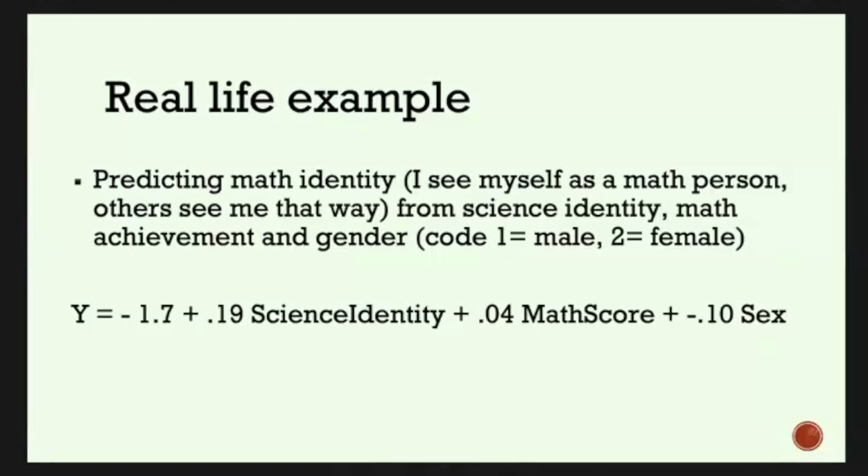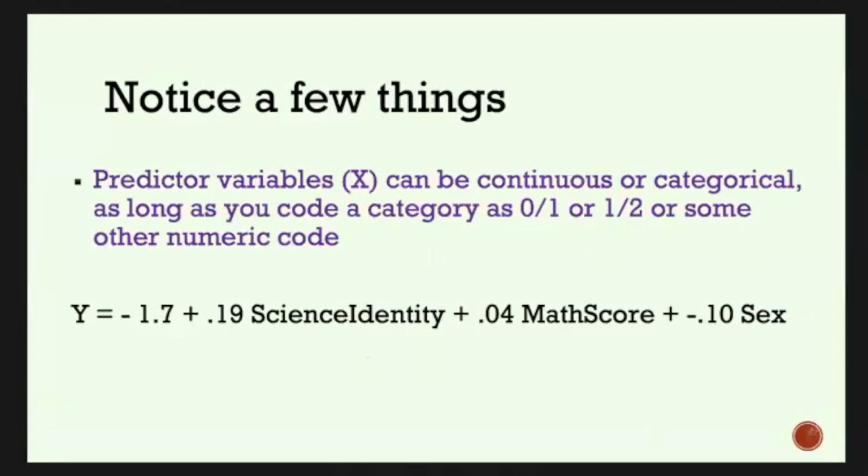And this was the regression equation that I got. So I have a regression equation. It's minus 1.7, that's the intercept, plus 0.19 times science identity, plus 0.04 times the math score, that standardized math test, plus negative 0.1 times sex. Now, notice a few things here. Predictor variables, X, can be continuous or categorical, as long as you code a category as 0 or 1 or 2 or some other numeric code. That's called dummy variable coding.